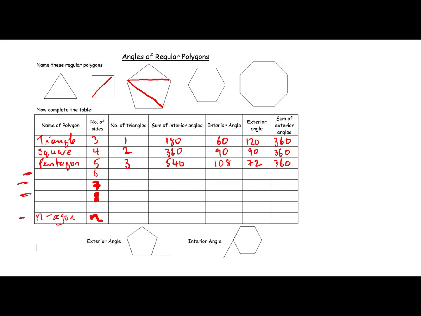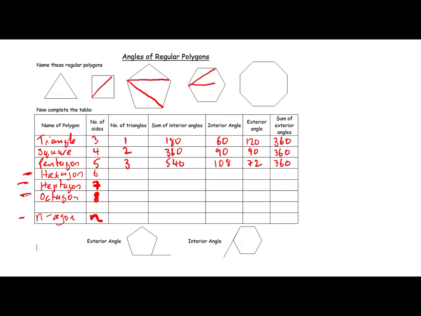Okay, so hopefully you've done that. Now, hopefully you know the names. So we've got triangle, square, pentagon. 6-sided is a hexagon. Then we've got a heptagon and an octagon. Okay? Look at what's going on here.